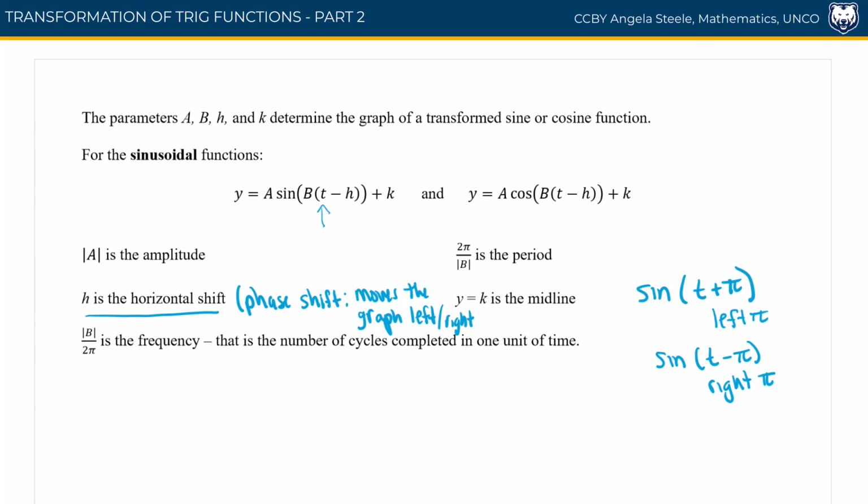It's that horizontal shift. You also may notice that from the previous section, we had b times t. And notice here that the b has been factored out. So if you ever see something like 3t plus pi, let me put a sine in front real quick. We want to make sure we factor that 3 out, and then we write it as t plus pi over 3. And so then that tells us it's going to shift left pi over 3 units.